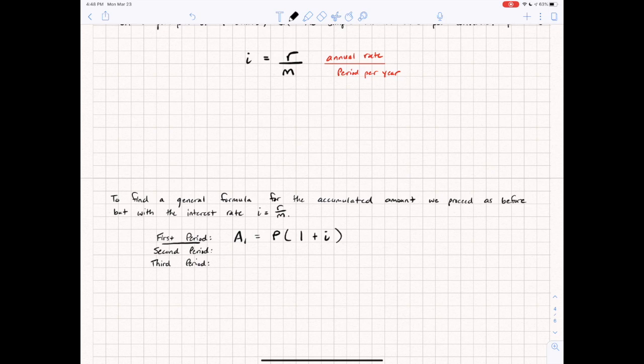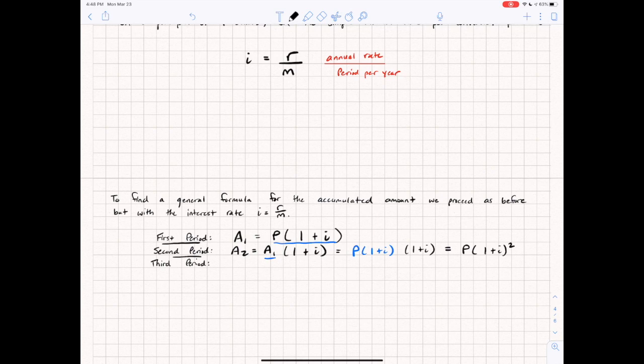All right, now what about if I want to do the second period? Well, the second period again is taking that money that we just earned in the first and multiplying it by another 1 plus i. Well, if I use what we just found previously, A1 is P times 1 plus i. So I would have P times 1 plus i times 1 plus i, which tells me that A2 would be P times 1 plus i squared.